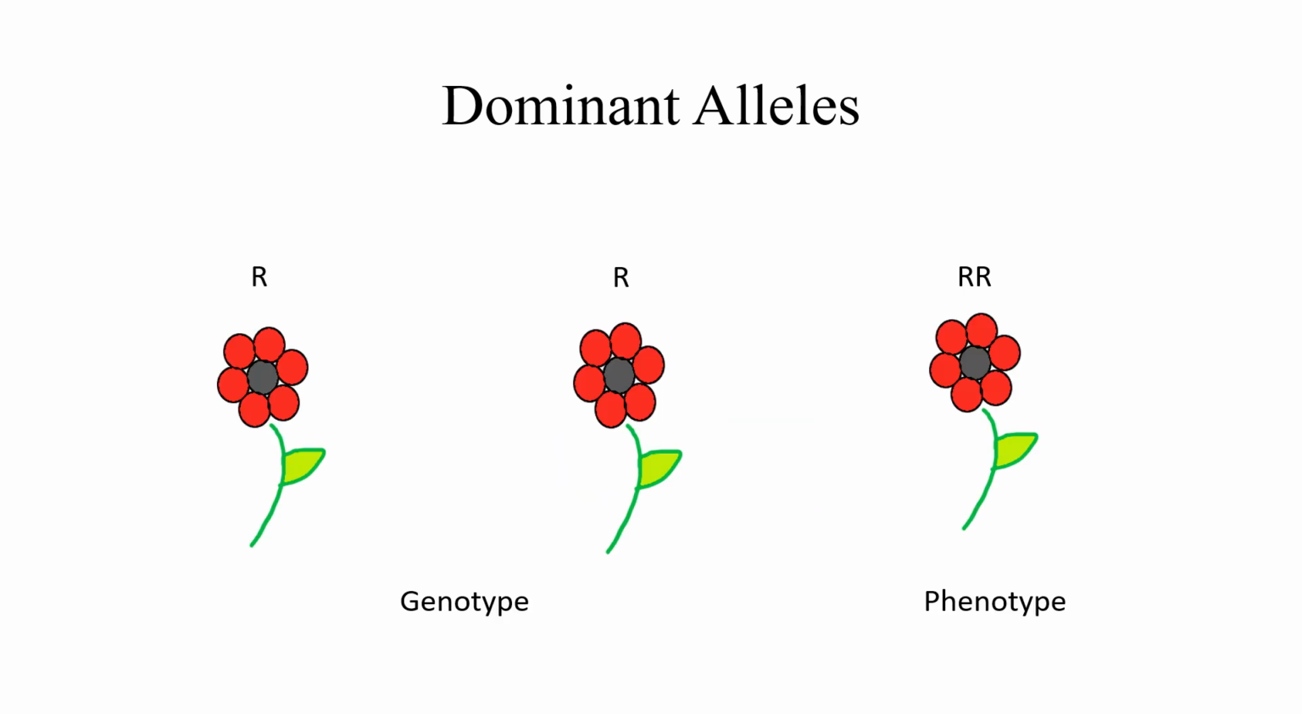Here, the phenotype of the organism will be of red flowers only, as the organism has only one type of gene, which codes for red flowers. Here, the dominant allele cannot show its dominance because both of the members of the allelic pair are the same.